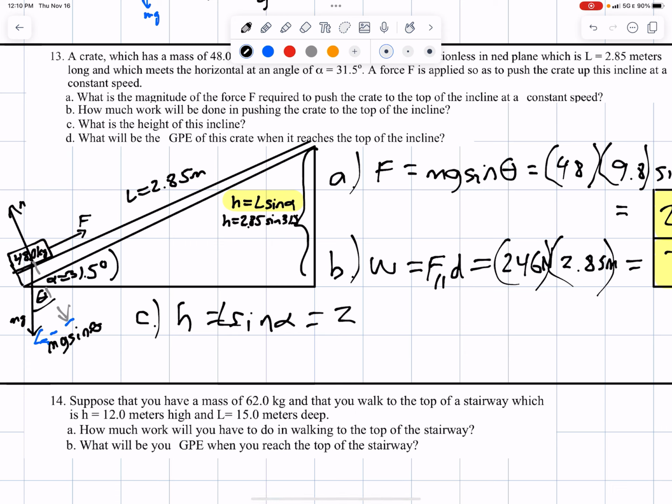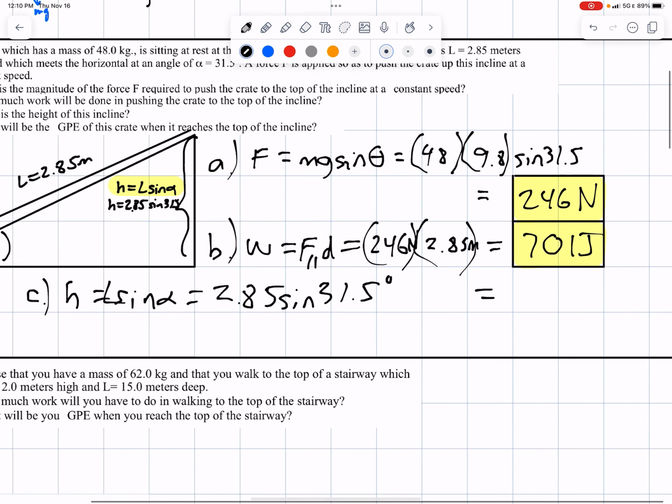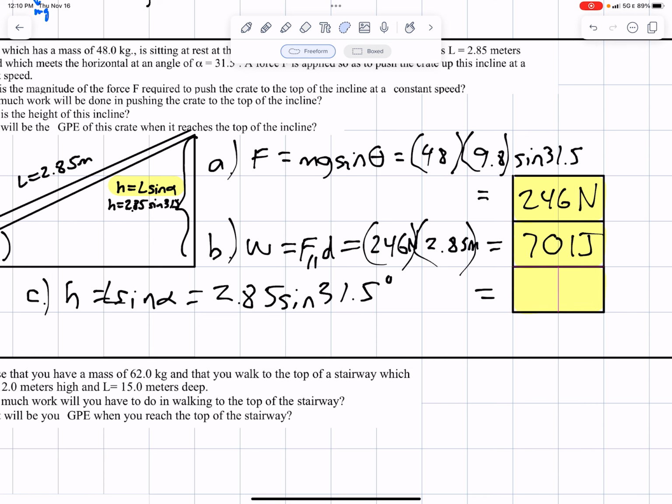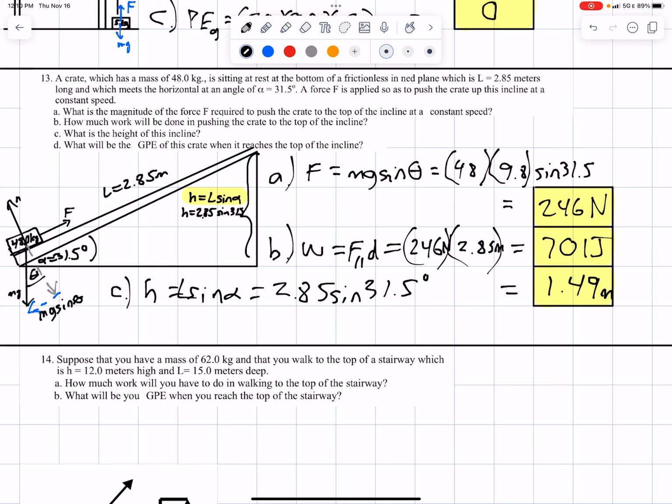Okay, so we're going to go 2.85 times the sine of 31.5 degrees. Okay, please take a second to put that in your calculator. And you see we get about 1.49 meters, almost 1.5 meters tall. Okay, now part D is saying what's the gravitational potential energy of this crate?